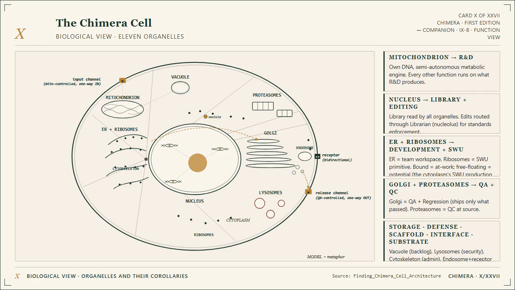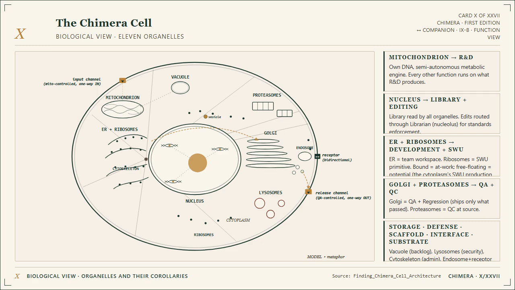Standard textbook. The 5 callouts on the right pair each organelle with its dev company corollary. The mitochondrion has its own DNA, divides on its own schedule, and is the cell's metabolic engine. Corollary: research and development. Semi-autonomous research engine. Every other function runs on what it produces.